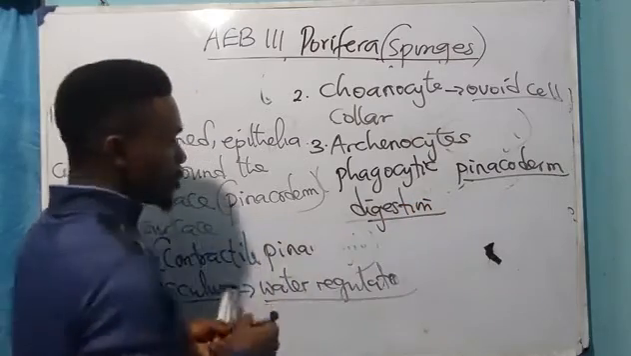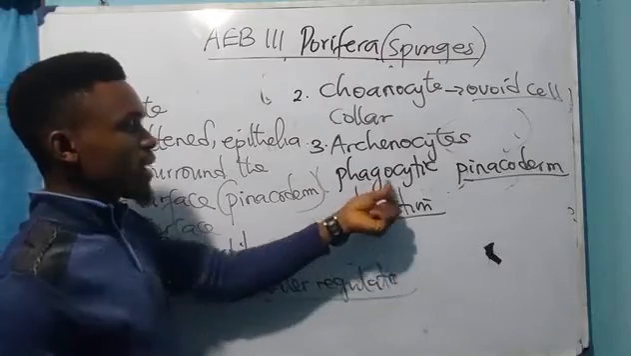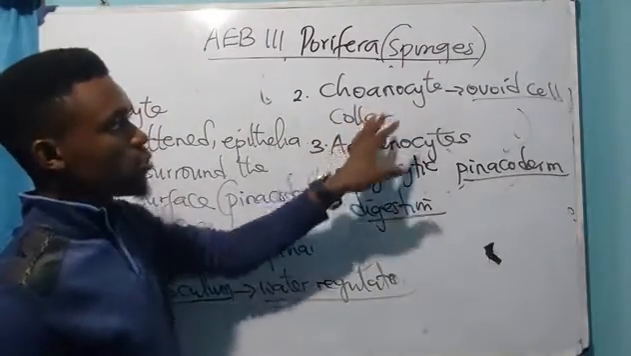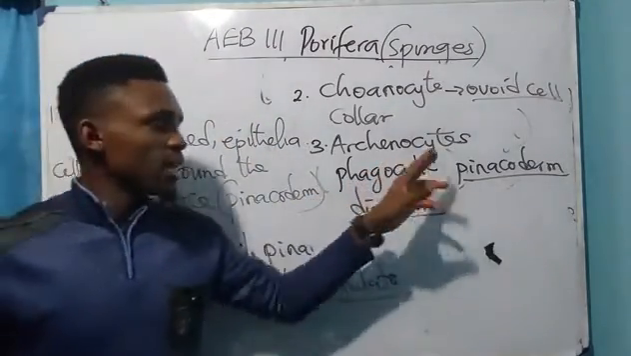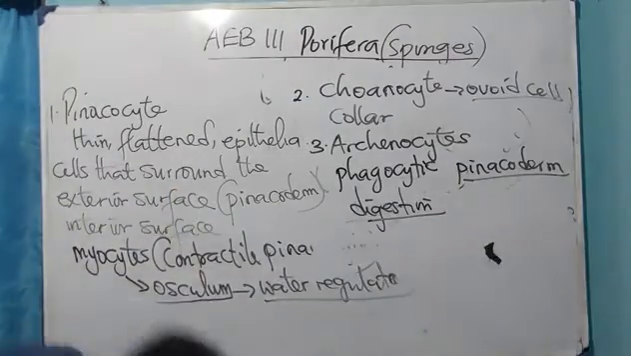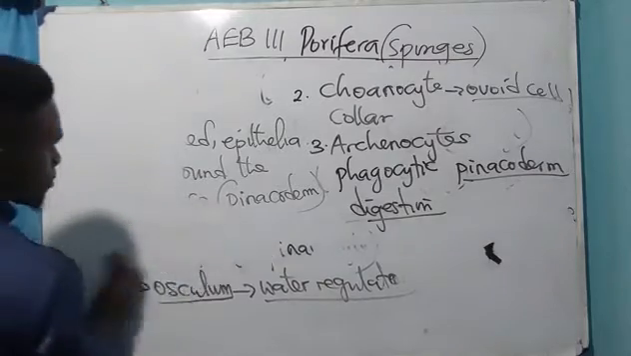Take note of that. Which means that the work of the acanthocyte is phagocytism and digestion, while the work of the choanocyte is nutrition. Take note of that. Now, these acanthocytes are differentiated into different types of cells. There are different types of cells that the acanthocyte differentiates into.